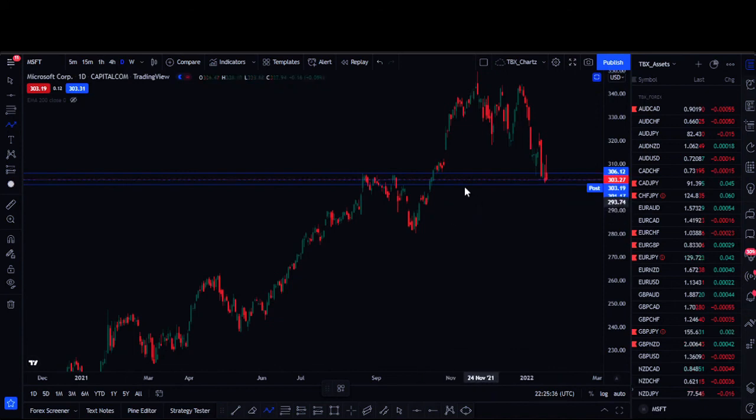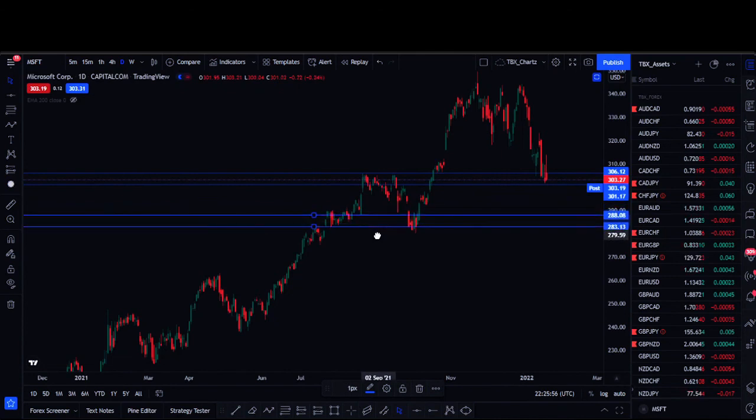That is, the only two things that price can do here to continue this uptrend is to either test this zone and or this zone.